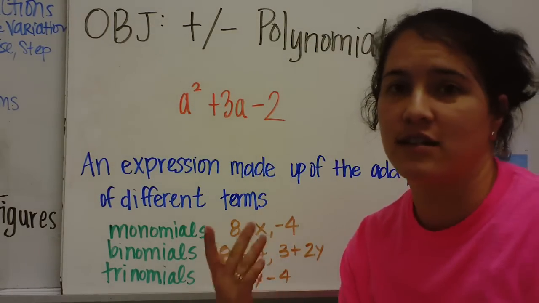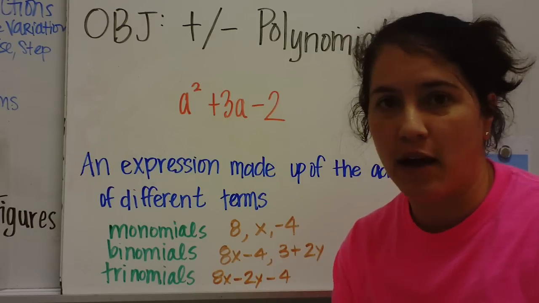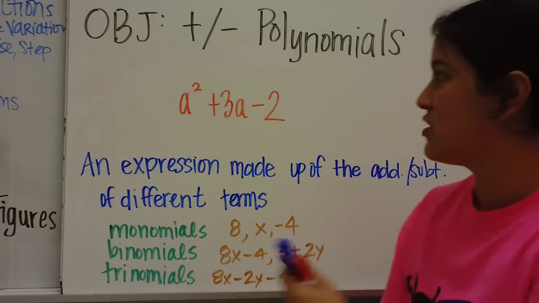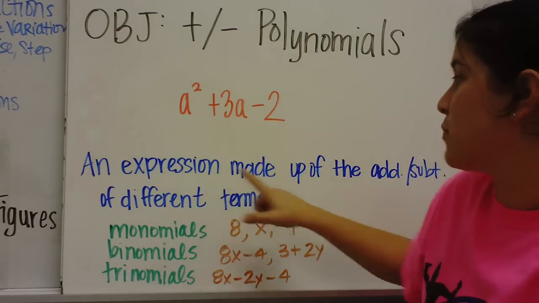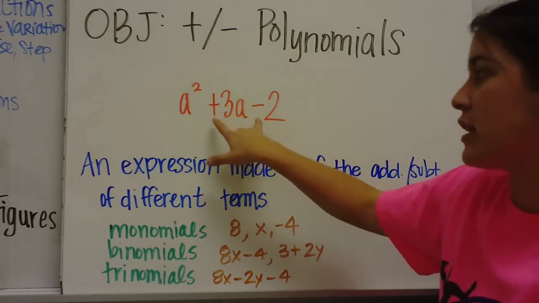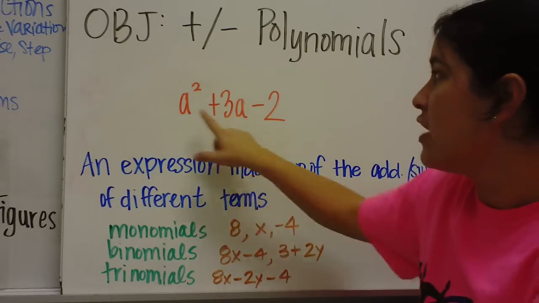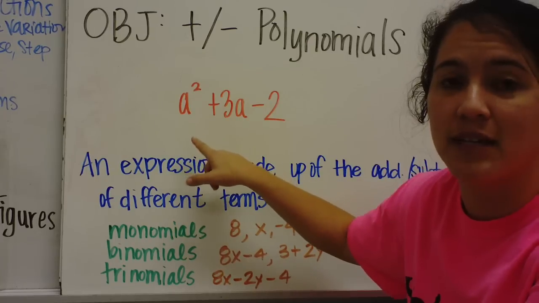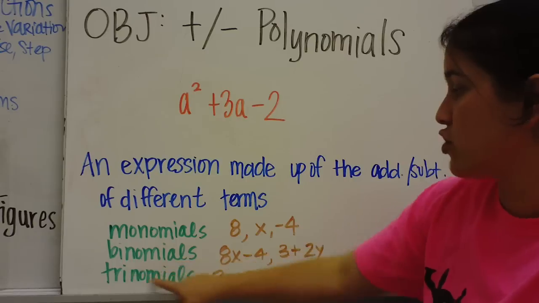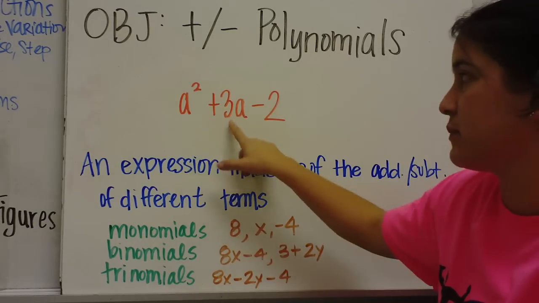Well, first of all, we're going to discuss a little bit about what a polynomial is. This is an example of a polynomial. A polynomial is an expression made up of adding and subtracting different terms. So these are terms. This polynomial has 3 terms. That makes it a trinomial. So a trinomial is something with 3 terms.